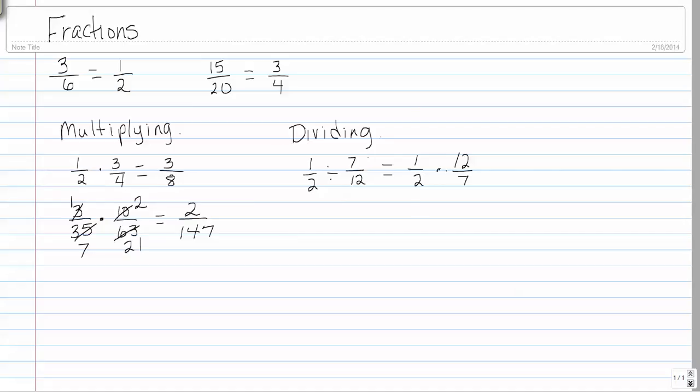So 2 will divide into both of these, so I can cancel out. 2 divided by 2 is 1. 12 divided by 2 is 6. Okay, you can't cancel out the other way. Nothing goes into 1 and 7 except 1. So 1 times 6 is 6 in the numerator, and 1 times 7 is 7. So 1/2 divided by 7/12 is 6 over 7.